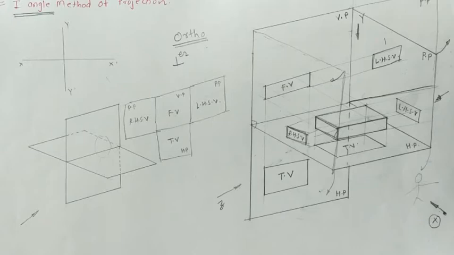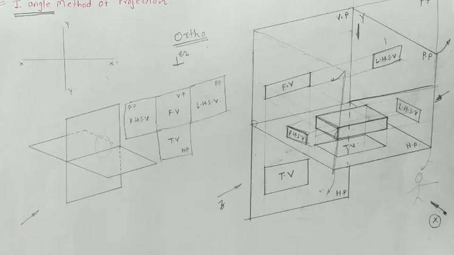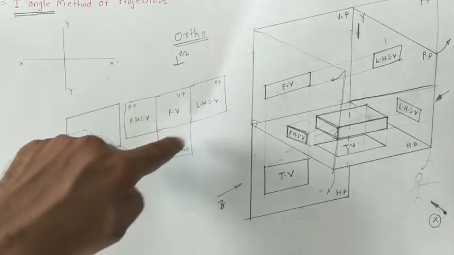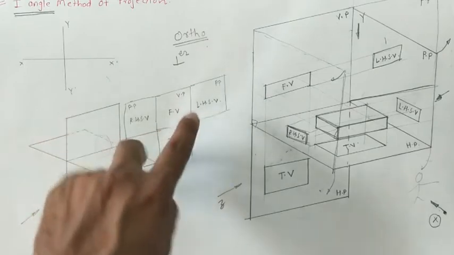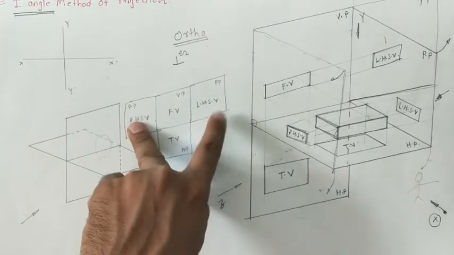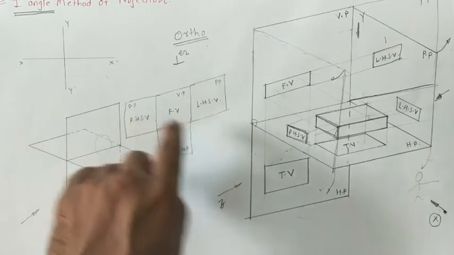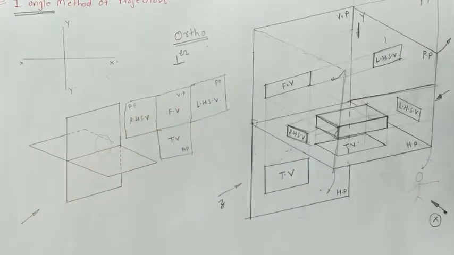In the last lecture we saw the first angle method of projection. We saw where to draw the different views of an object, like where to draw the front view, where to draw the top view, and where to draw the side views, more specifically the left hand side view and the right hand side view. This is the placement of the different views of an object when we draw it by the first angle method of projection.